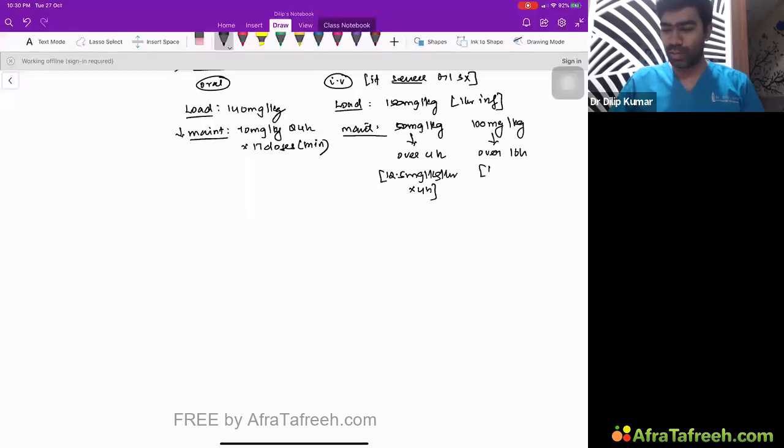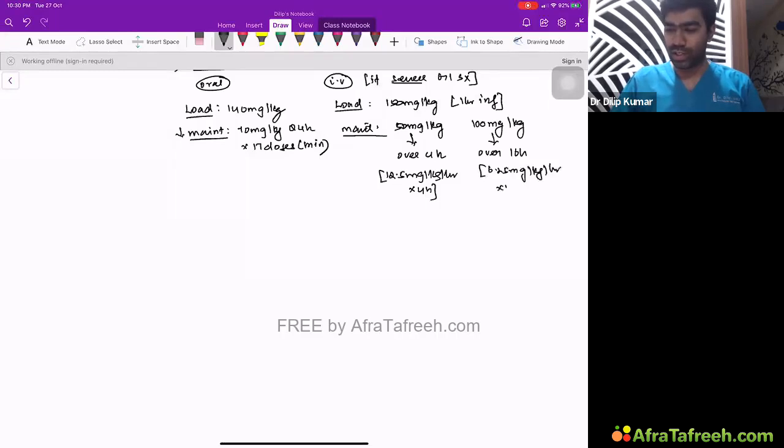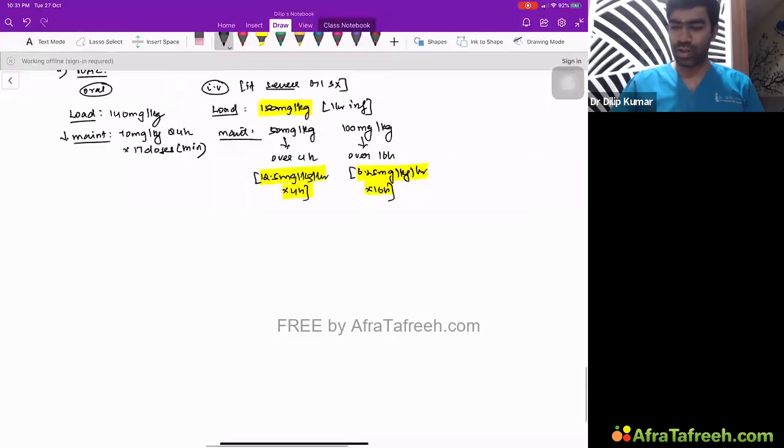Typically, we'll be giving 6.25 milligram per kilogram per hour for 16 hours, half the dose of the previous dose. So usually what I remember is giving 150 milligram per kilogram, then followed by 12.5 milligram per kilogram per hour for 4 hours, then half the dose of that, 6.25 milligram per kilogram per hour for 16 hours. So in total, this is called the 20-hour accelerated protocol. This is the one that is currently approved.